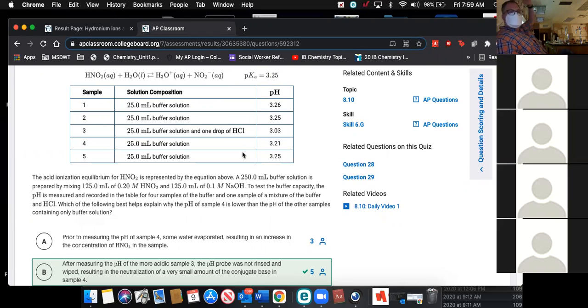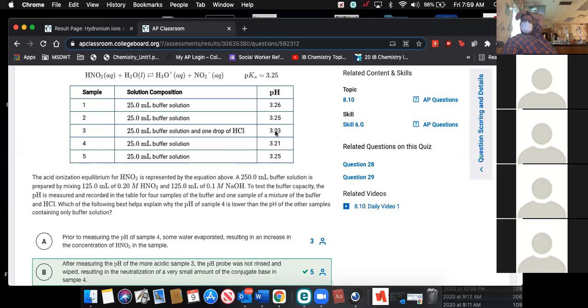They like these type of problems. The acid ionization, this is again where you're going to get question fatigue. I'm already fatigued by it. Acid ionization equilibrium for nitrous acid is represented by the equation... 250 milliliters of buffer solution prepared by mixing... To test the buffer capacity, the pH is measured and recorded in data. One sample is the mixture of the buffer and HCl. Which of the following best explains why the pH of sample 4 is lower than the pH of the other samples?